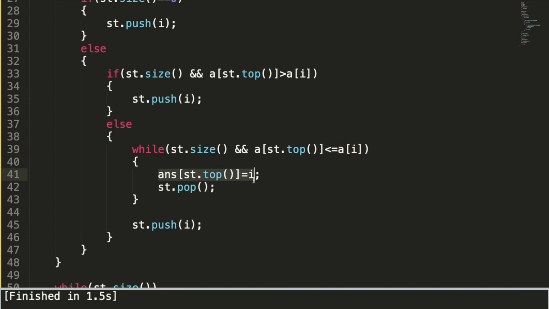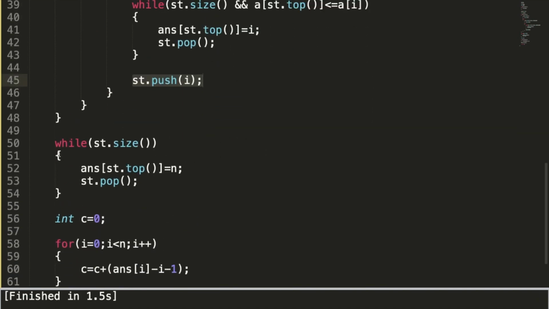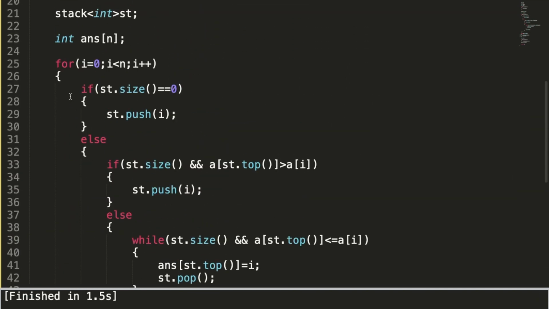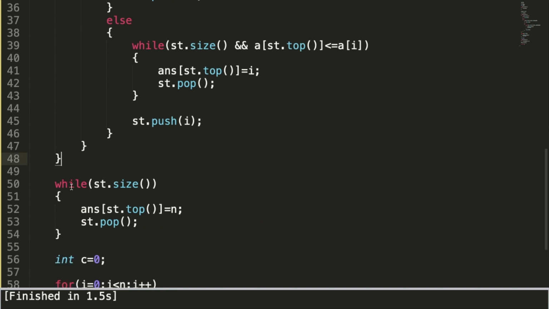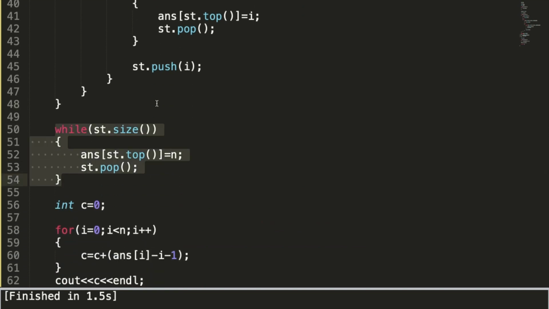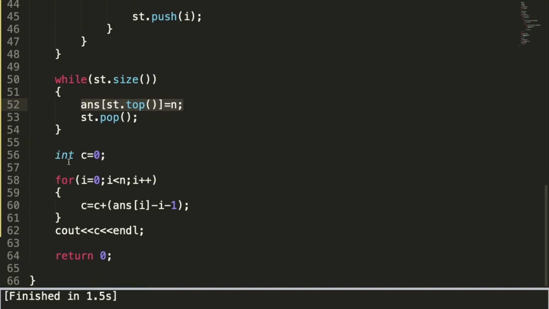It is first going to put the answer of st.top() as i. Then we are going to pop it, and here is a while loop, not if. Okay. And in the end we are going to push i, because for i we have not calculated. Now after all these operations are over, this loop ends here. Now I'm going to pop out every element of the stack, and I'm going to put it as n.